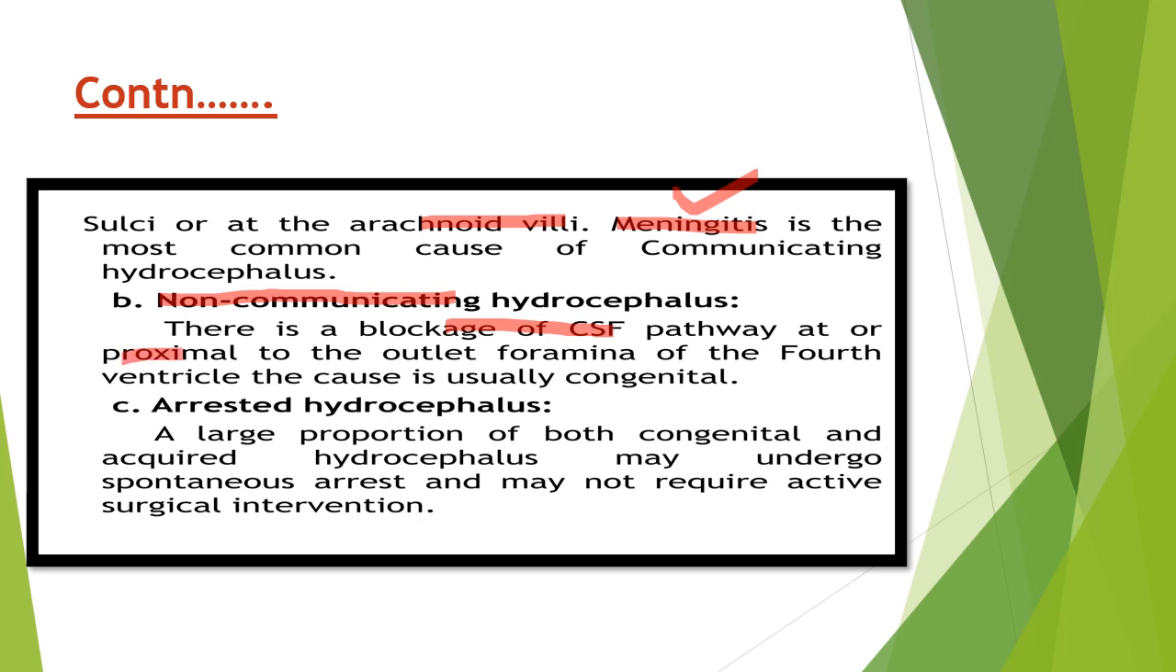It is from proximal to the outlet of the foramina of the fourth ventricle, and the cause is usually congenital. Okay, from the proximal portion to the outlet of the foramen, if there is a blockage at any place, that will cause a non-communicating hydrocephalus, and usually it is a congenital one.